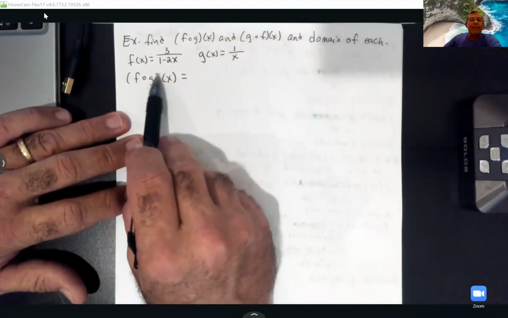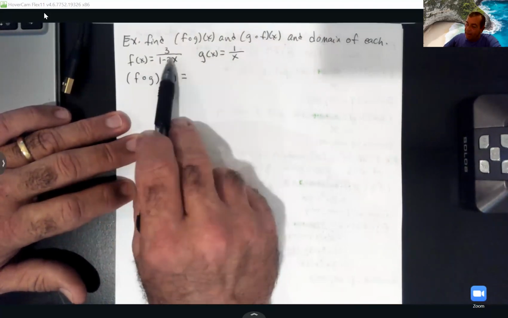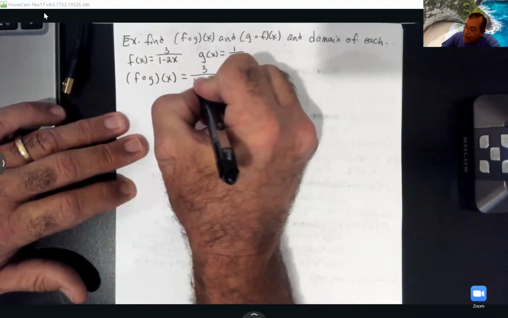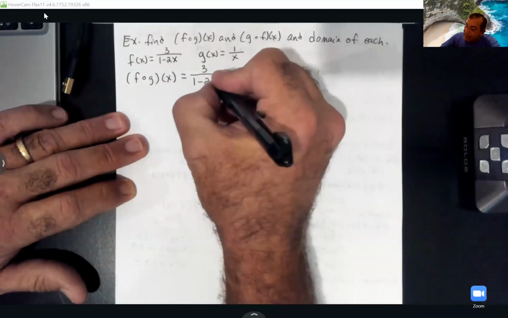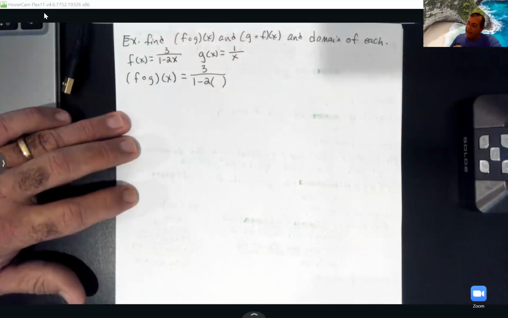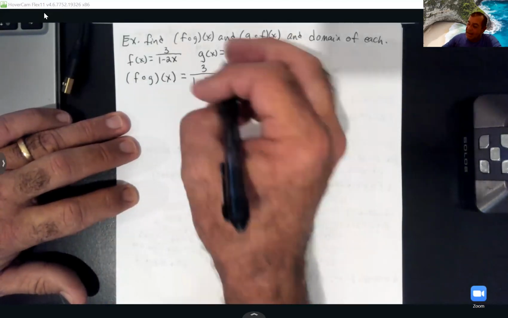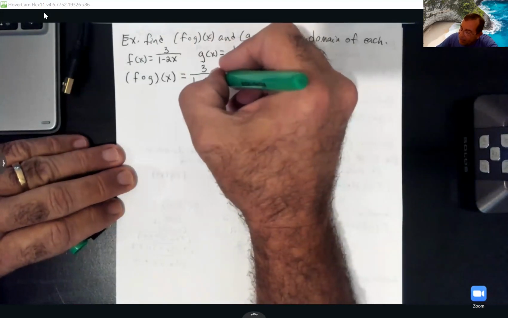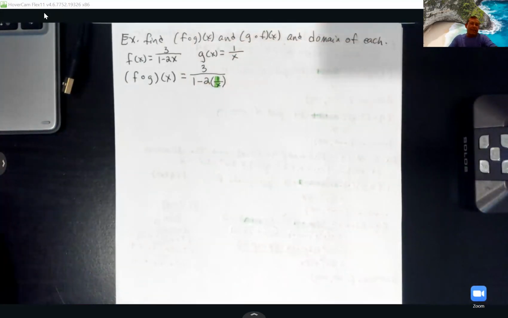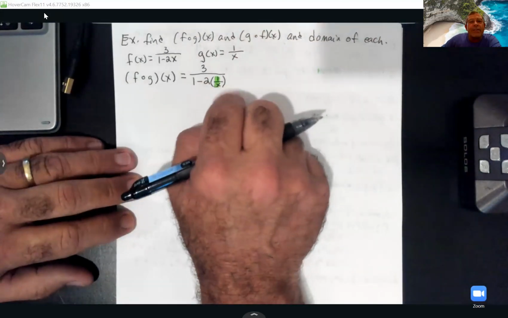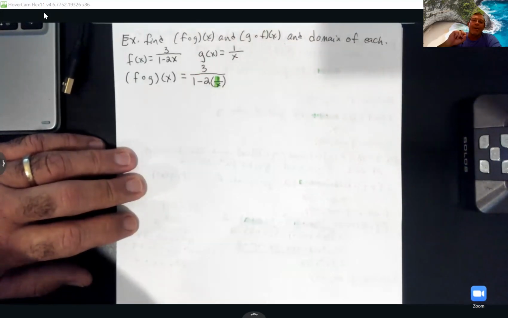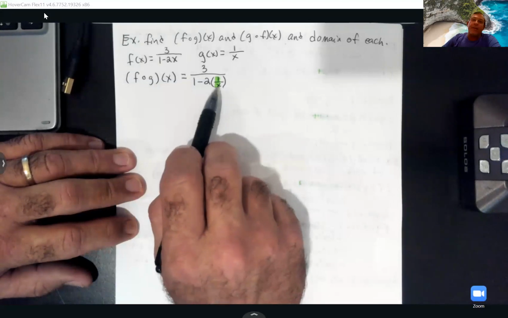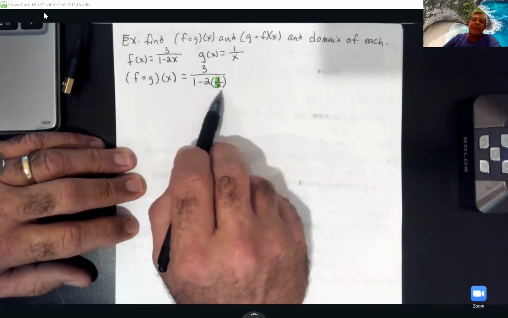So remember, I'm going to be putting my g function into the f. So f is 3 divided by 1 minus 2 times my x. But y'all remember, in place of my x, I'm putting the 1 divided by x. So let me highlight the function I'm putting in. Was my 1 over x. So we're going to simplify this thing first. Once we simplify it, then we will figure our domains out. But y'all, right off the bat, there's a problem when I got the domain right here because I got a fraction with the x in the denominator.